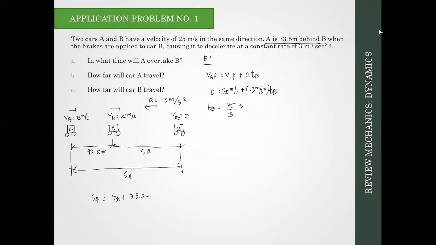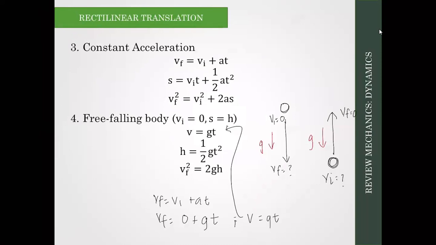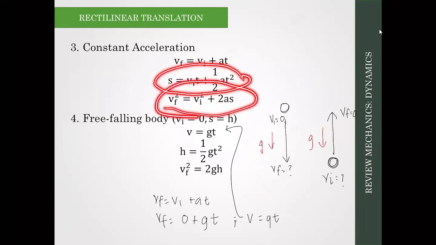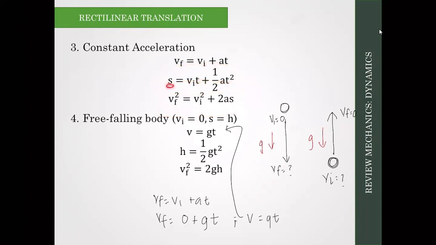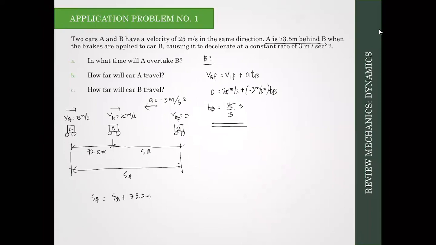Ito yung value ng TB natin, yung time B natin. Once na meron tayong time B, anong pwede natin gamitin? Pwede natin gamitin sa second formula or si third formula, alin na sa dalawa, to identify yung value ni S. Pero since direct na yung formula niya, we can use it already. Meron na tayong VI, TB, meron na tayo niyan lahat. So, pwede natin ma-identify si SB ngayon.